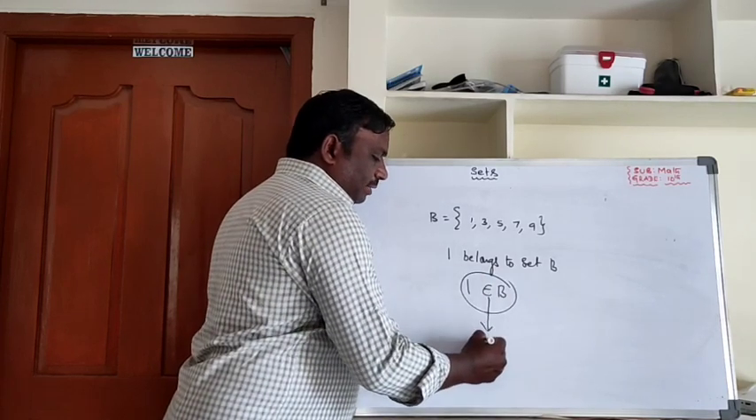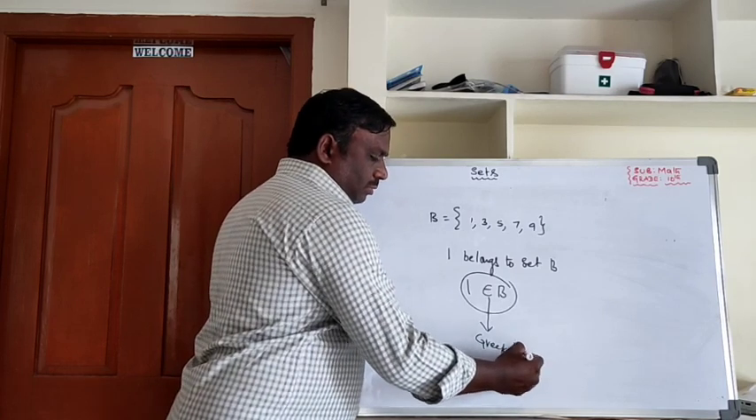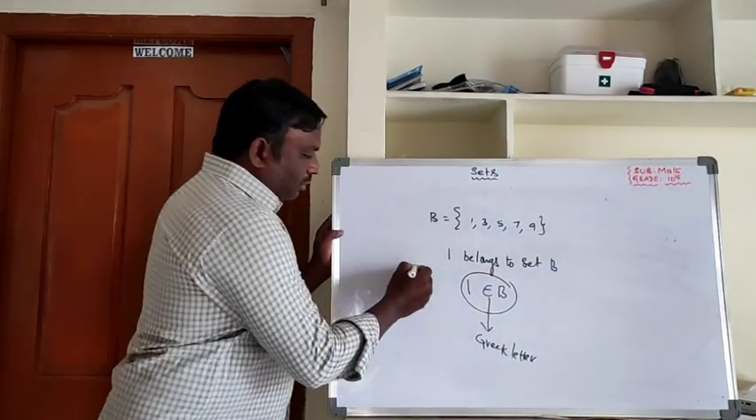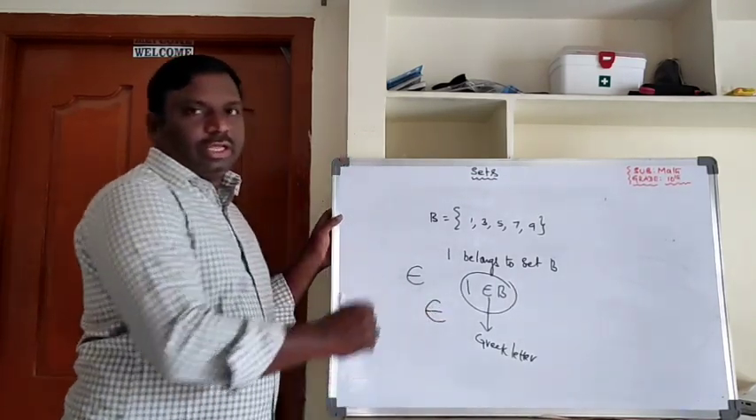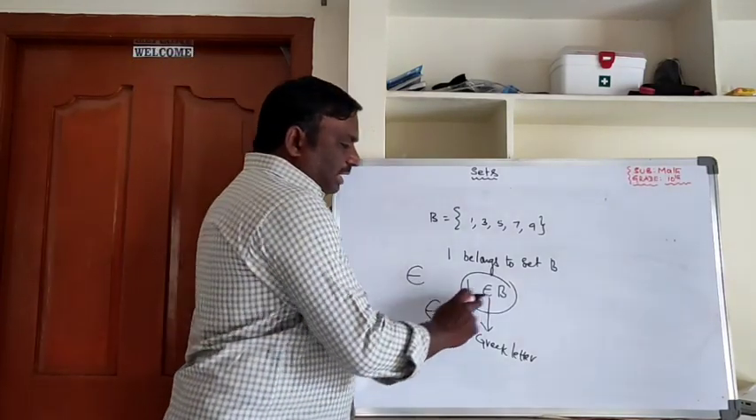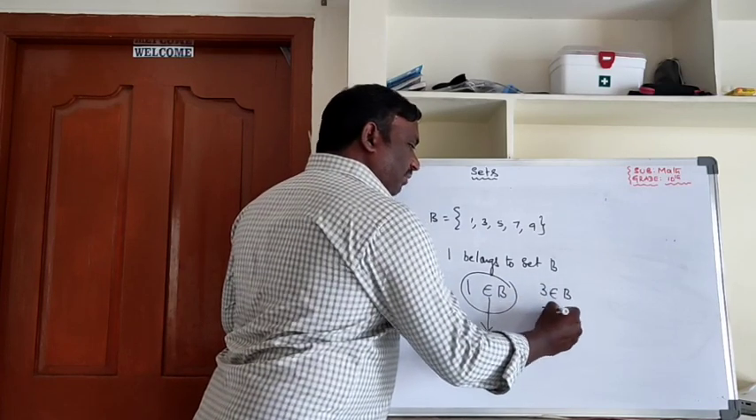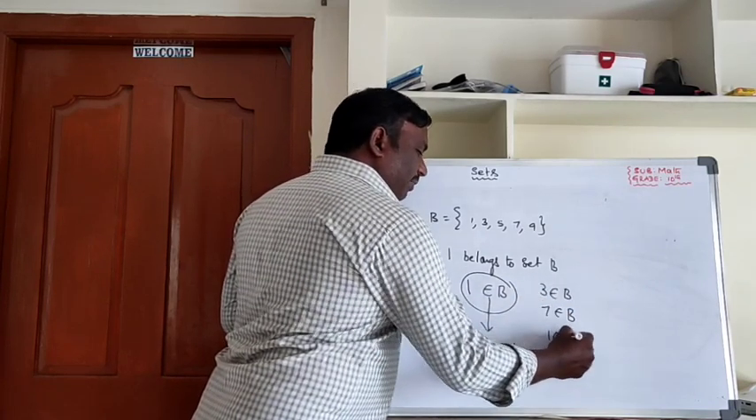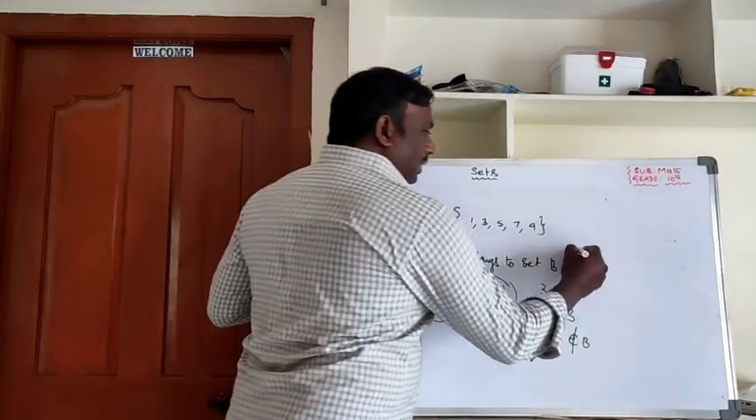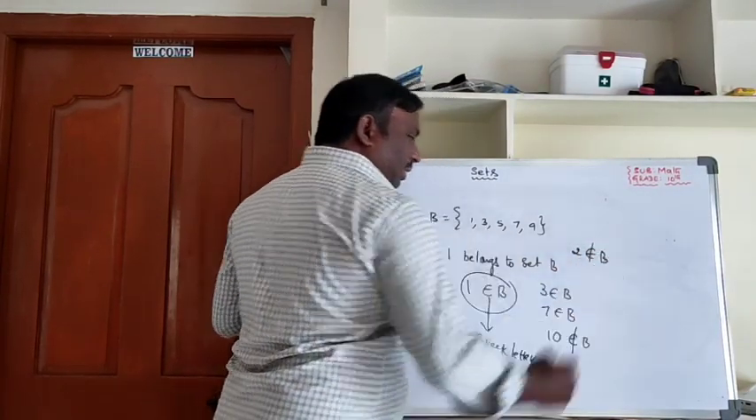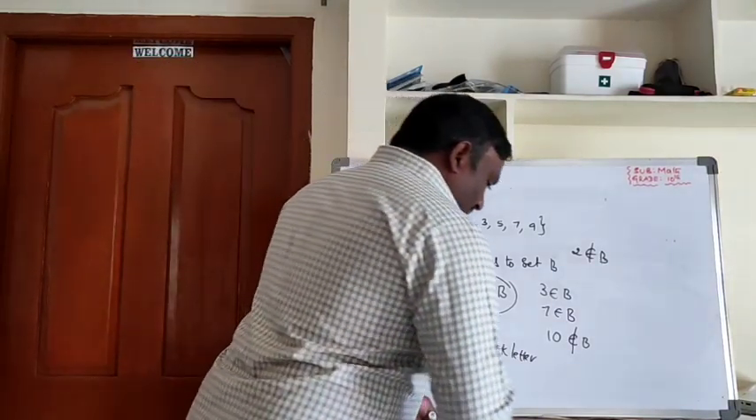If you write the total statement in notation form, 1 belongs to B. This is a Greek letter. This is the symbol for belongs to. Write it like this: a C with one horizontal line in the middle. So it is a Greek letter. 1 belongs to B. 3 also belongs to set B. 7 also belongs to set B. 10 does not belong to set B. 2 also does not belong to set B. So that is belongs to, and does not belong to.